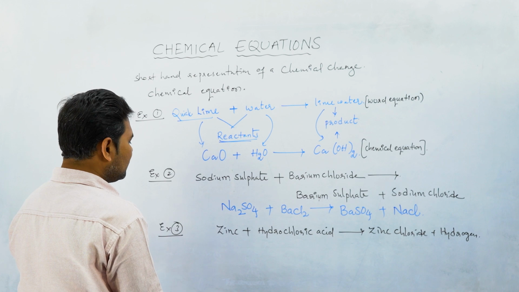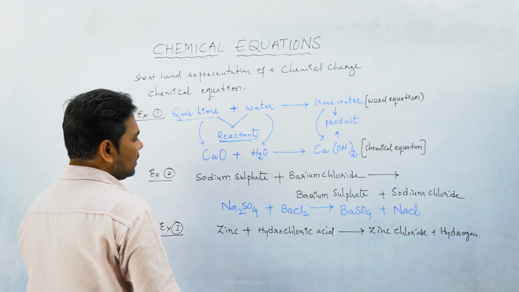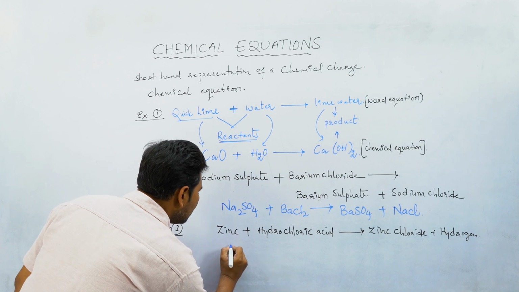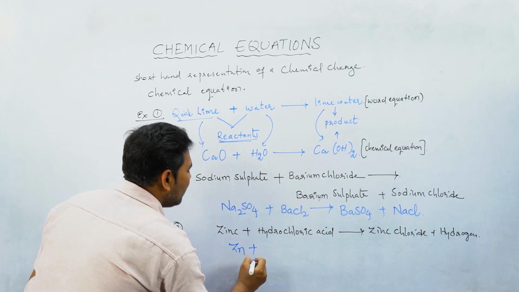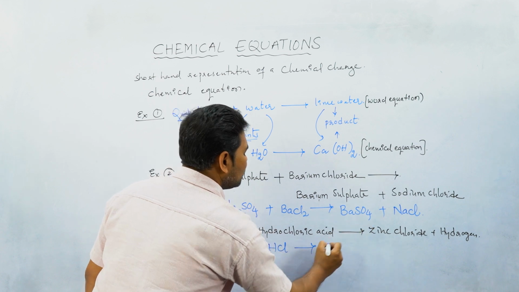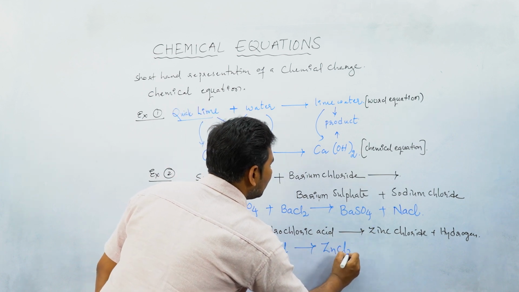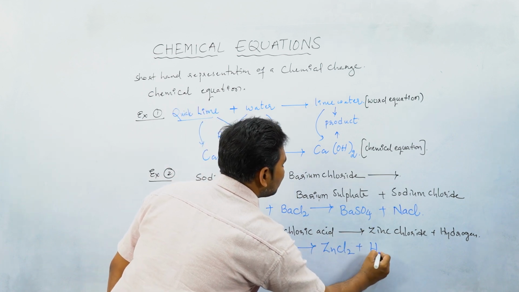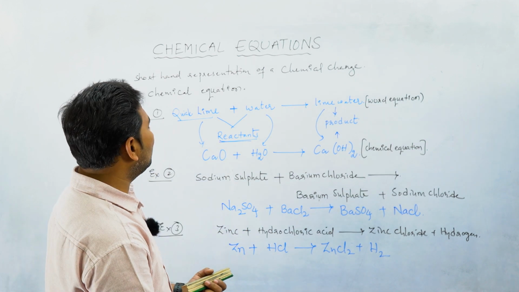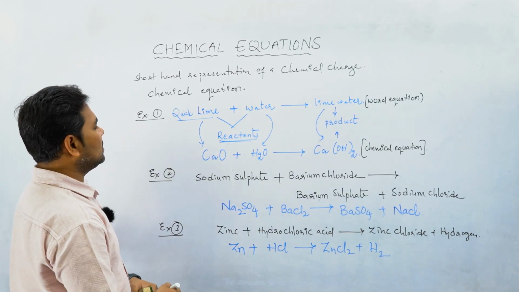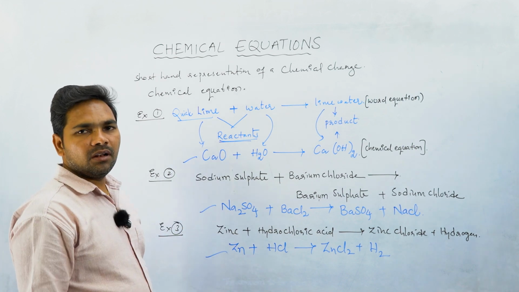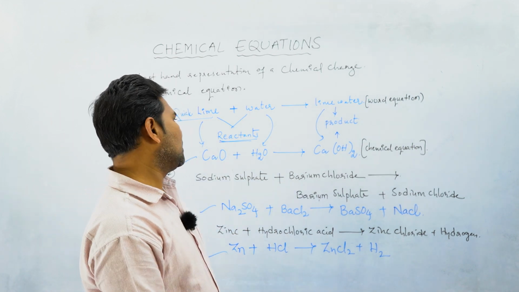Hydrogen. So let us write their symbols or formulae. Zinc metal, so we write only the symbol, Zn, plus hydrochloric acid, HCl, gives rise to zinc chloride, ZnCl2, plus hydrogen gas. Hydrogen gas is diatomic, we write it as H2. So these are the chemical equations representing the respective chemical changes, right?